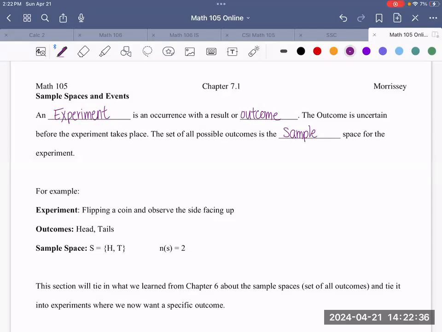So in chapter 7, we're now dealing with all of this probability stuff, which means that this section is going to seem very repetitive because we actually learned it from chapter 6, and now we're just doing the probability aspect. So we're going to be doing some sort of an experiment where each result is going to be called an outcome. It's going to be an uncertainty before the experiment takes place. And then once we have all of your possible outcomes together, that's going to be called your sample space. That is going to be the set, all of your outcomes in one.